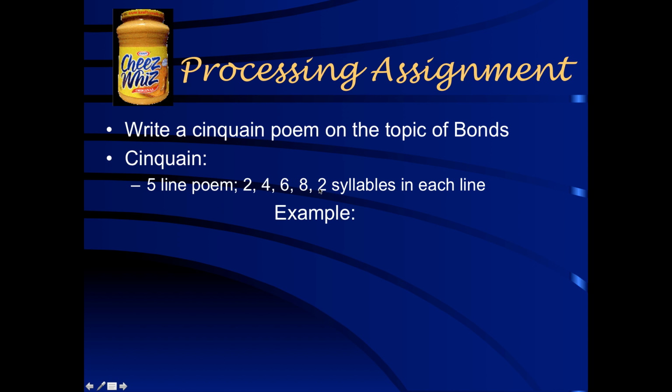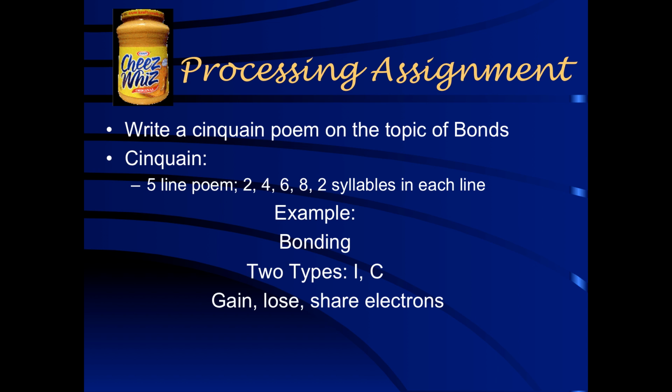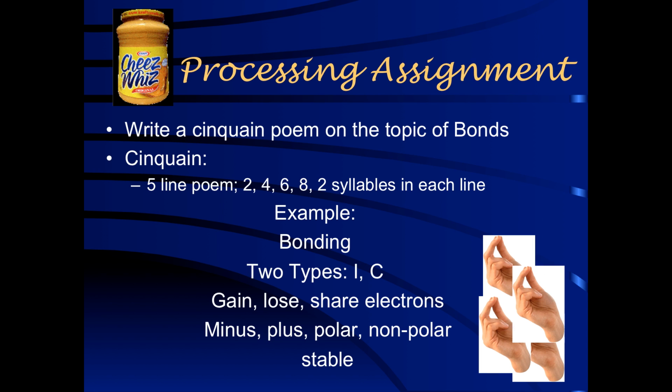Here's an example in case you need one. Ready? Let me get my poetry voice going. Here it is. Bonding. 2 types, I, C. Gain, lose, share electrons. Minus, plus, polar, nonpolar. Stable. Okay, so you write a cinquain processing all of those notes you've taken so far because it's going to help you remember them a little bit better.